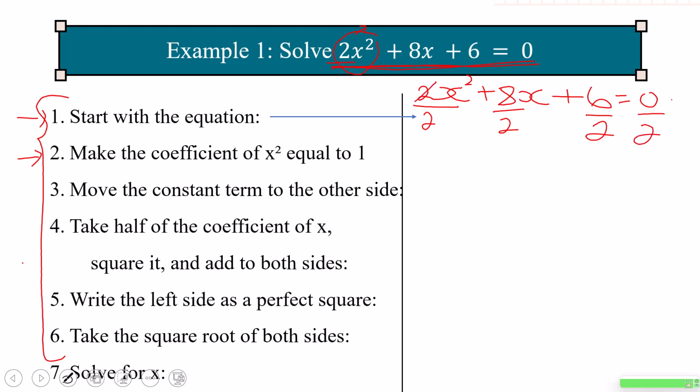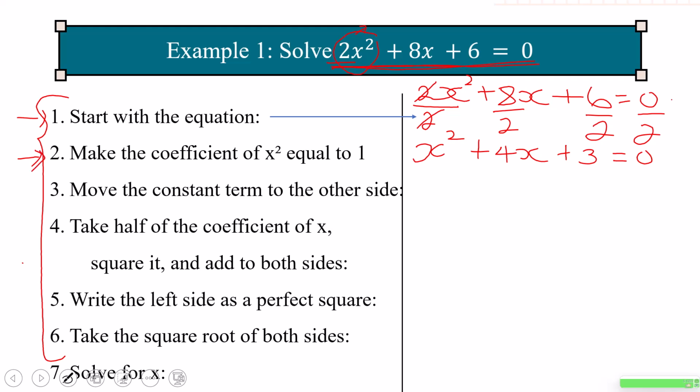So 2 out of 2 gives us 1. So we shall have x squared remain here, then plus 8 out of 2 gives us 4x, then plus 6 out of 2 gives us 3 equaling to 0. So we are done with step 2.